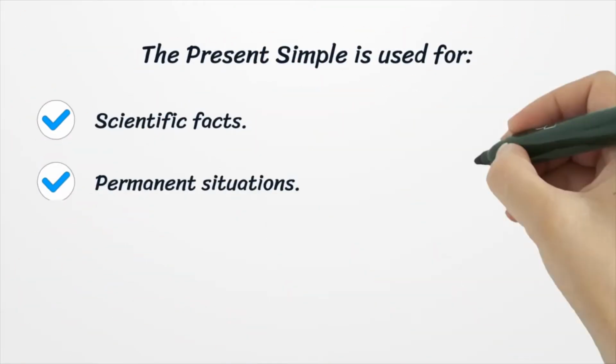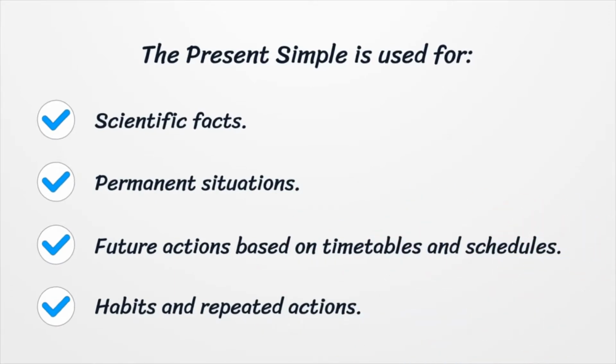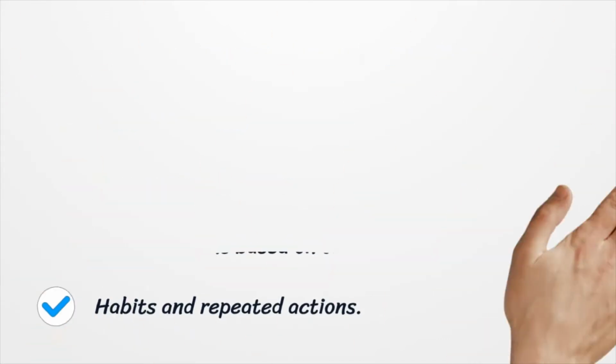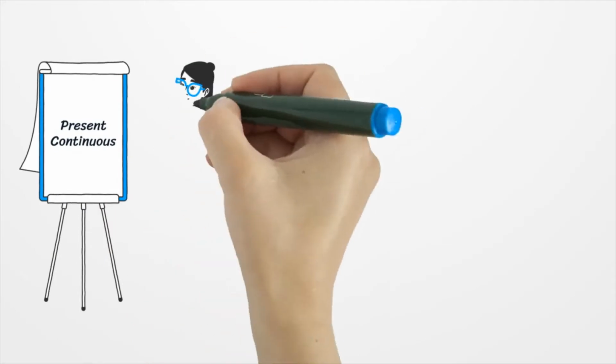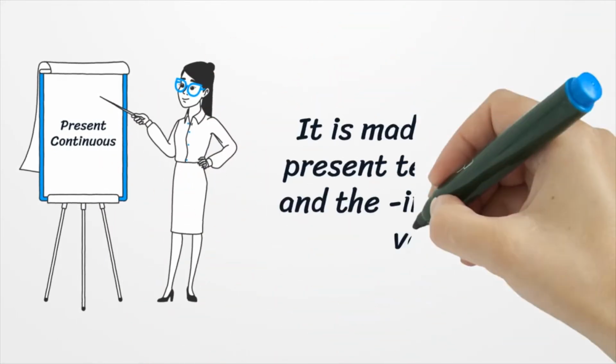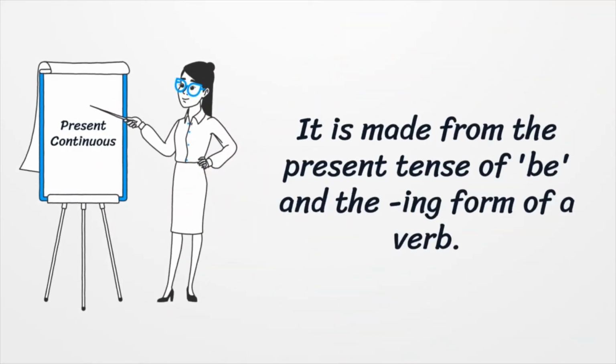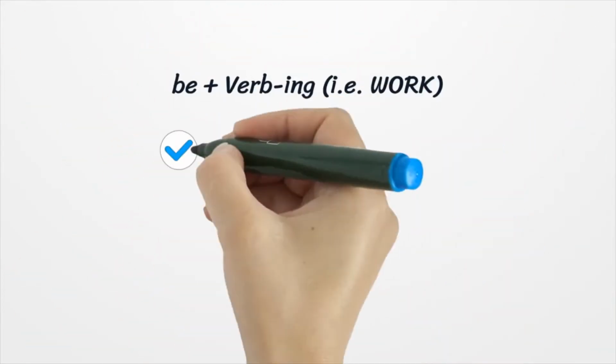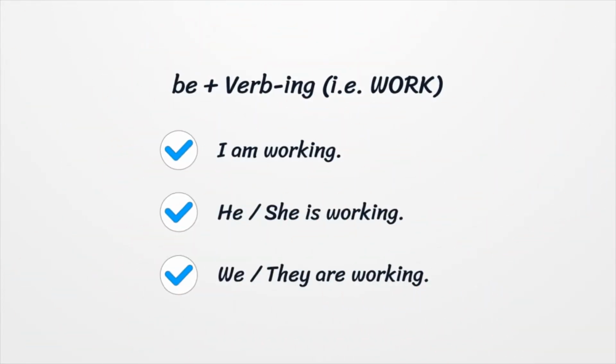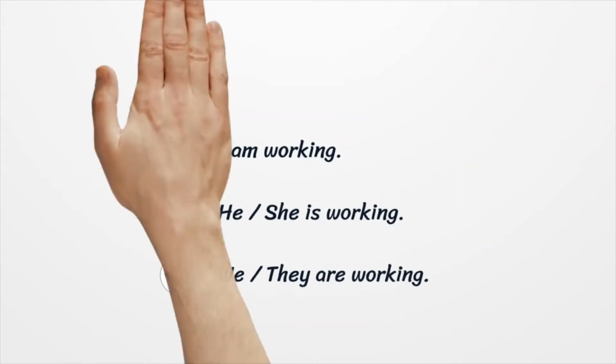So now you know that the present simple is used for scientific facts, permanent situations, future actions based on timetables and schedules, and habits and repeated actions. The present continuous tense is made from the present tense of be and the ing form of a verb. It depends on the subject. As an example for the verb work, I am working, he or she is working, we or they are working.